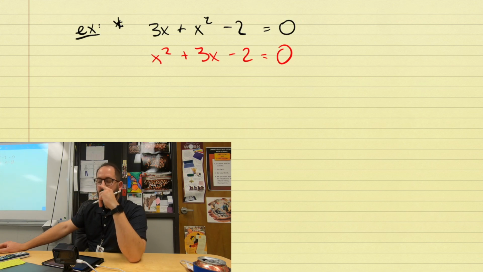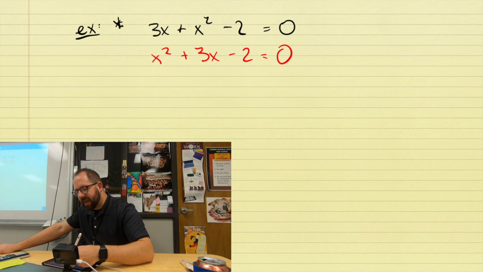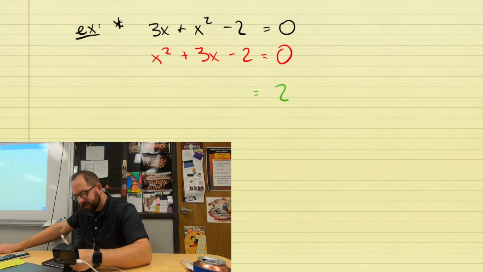Question. If it's not in descending order on the homework, do you want us to write it? Yes, I want you to rearrange it. Okay. I don't know if you'll even have to. Okay, so moving on. Let's move that 2 over to the other side first. So if I move the 2 over, it becomes a positive.